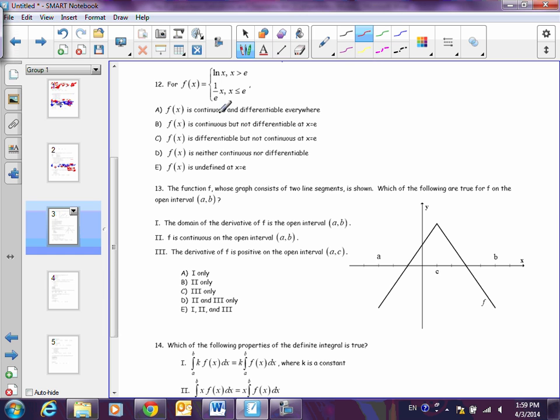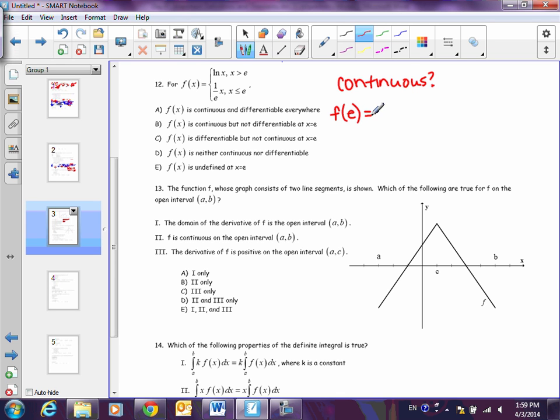Okay, so first, if I look at my options, first I need to just determine, is this thing continuous? Now you could graph this by hand. Do you want to graph this by hand? No. With natural log and e in it. Okay, me neither.